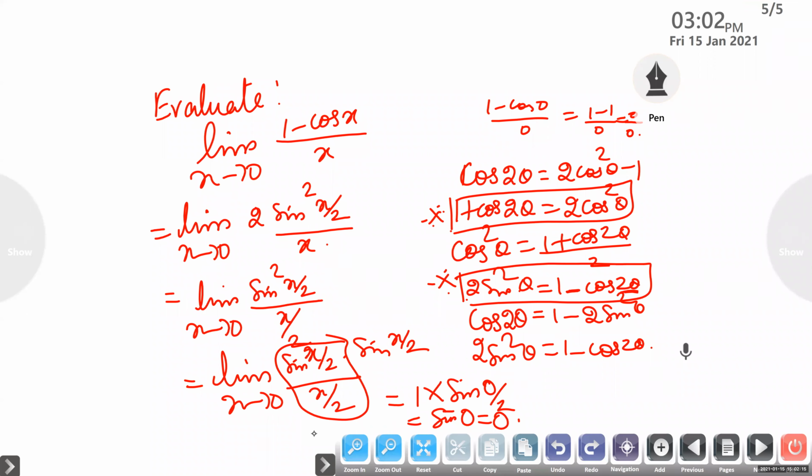Ma'am, can you play once more? Listen, our aim is to evaluate limit x tending to 0, 1 minus cos x by x. Evaluate the limit means what you have to do? In the place of x, we will substitute the value. When you substitute it here, what you will get? 1 minus cos 0 by 0. What is the value of cos 0? It is 1. So the numerator becomes 1 minus 1 by 0, which is same as 0 by 0, which is an indeterminate form.